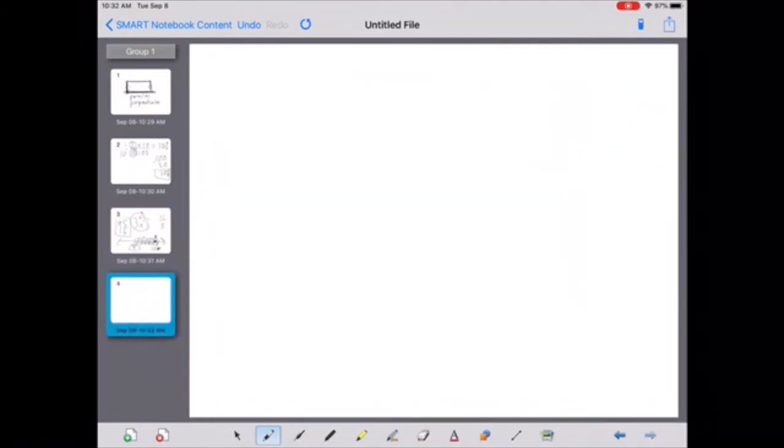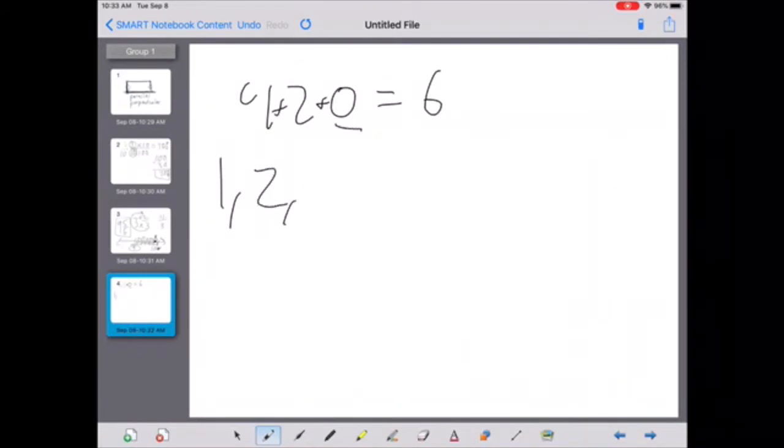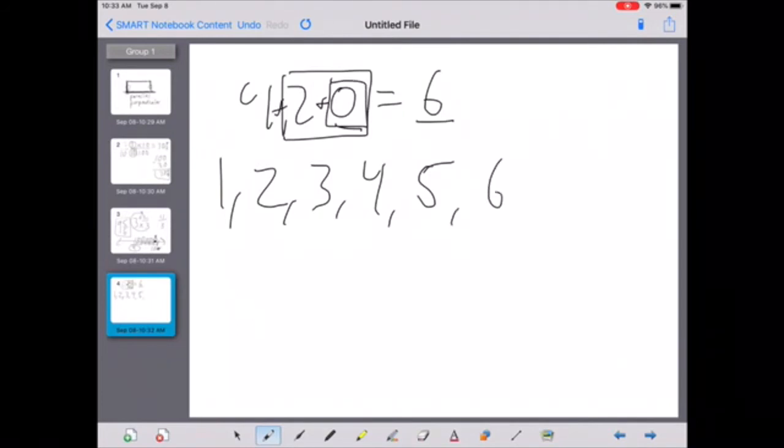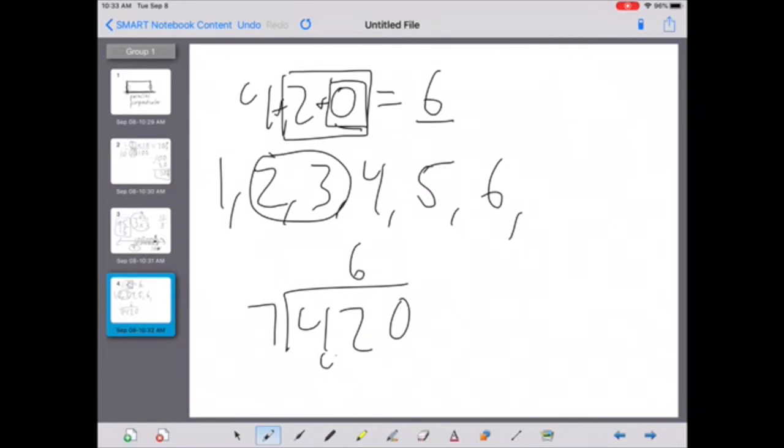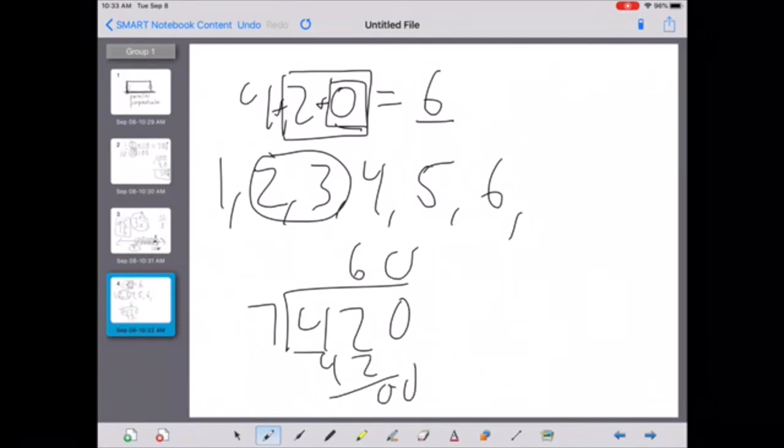Number 9, list the single digit numbers that are divisors of 420. I write 420. I add my digits together. 4 plus 2 is 6. 1, because it goes into everything. 2, because it's even. 3, because it goes into 6. 4, because it goes into 20. 5, because it ends in 0. 6, because of 2 and 3. 7, because I can do 420 divided by 7.